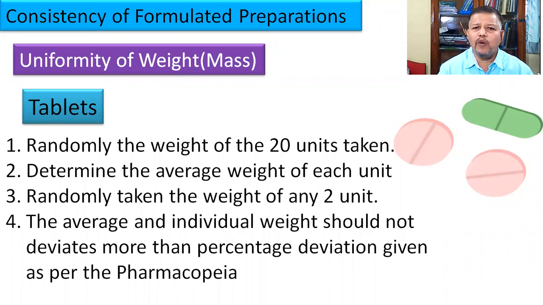Now, consistency of formulated preparations. Under this, the uniformity of weight. For example, in case of tablets, the weight of 20 tablets or units is taken randomly to determine the average weight of each unit. Then the weight of any two units is taken randomly, and the average and individual weight should not deviate more than the percentage deviation given as per the pharmacopoeia.